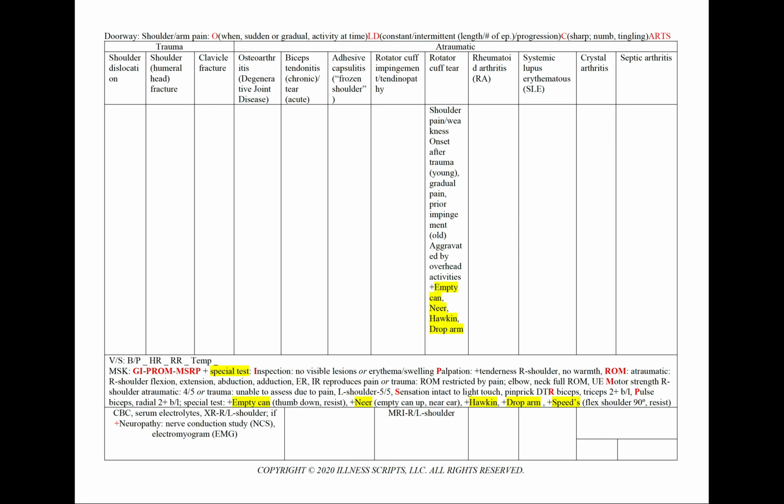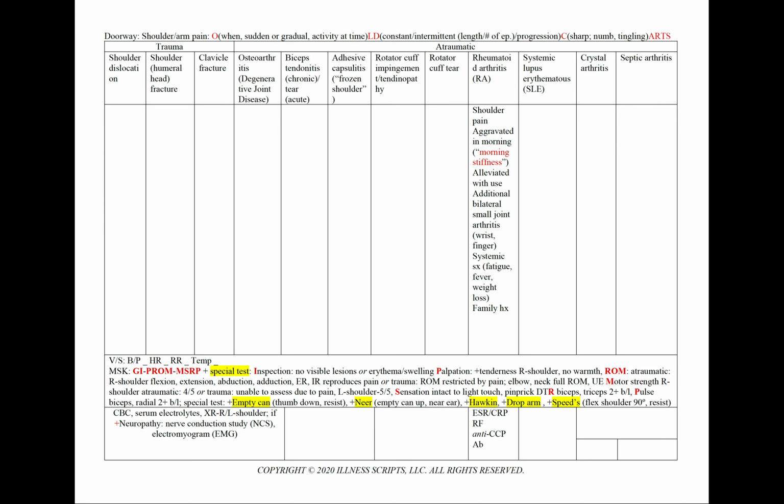In a rotator cuff tear, we'll have shoulder pain and now with weakness, as we'll see in our physical exam, including decreased abduction. The onset will be after trauma if in the young, or very interestingly and high yield if in the older patient, more gradual pain or with prior episodes of impingement. So we don't need to have a trauma in an older patient, and it will be aggravated by overhead activities. We'll see a positive empty can, Neer, Hawkins, and now drop arm test in our physical exam.